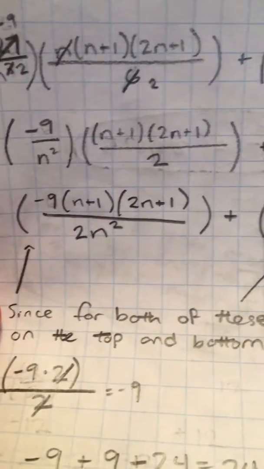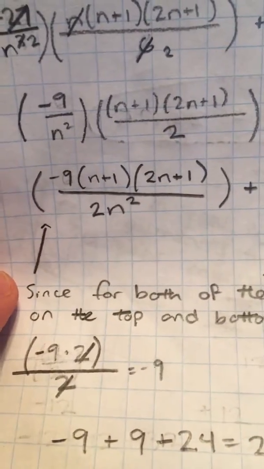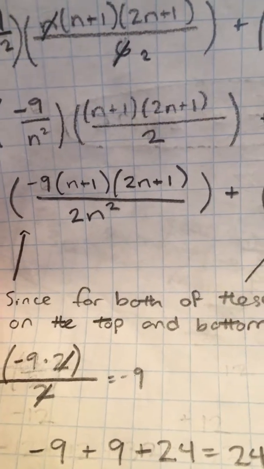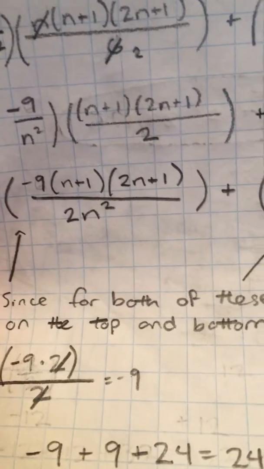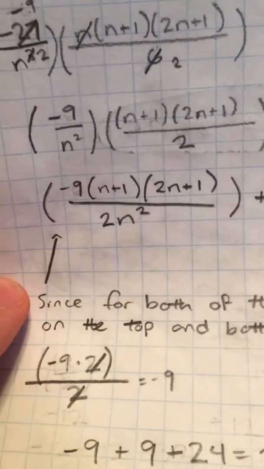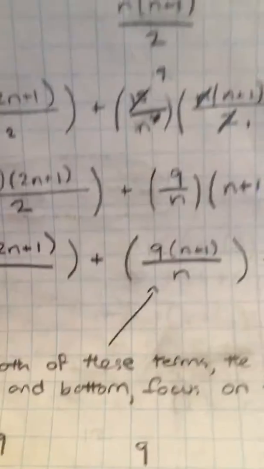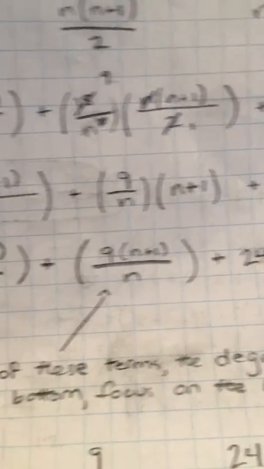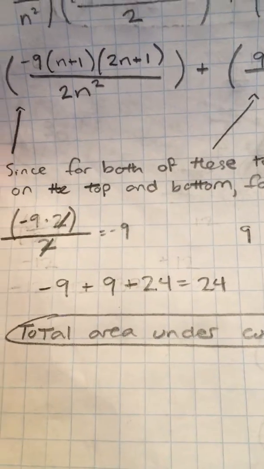So then when we add these three things together, because n, remember, is the number of rectangles we're using, as that number gets infinitely large, we get closer to the exact area. So assuming we can reach infinity, which we can't, that's not possible, but assuming that we can, we can say that it equals the leading coefficient, right? Here, here, and here. So then we just have to simply add those three things together to get our total area under the curve, which for this problem is 24 units squared.